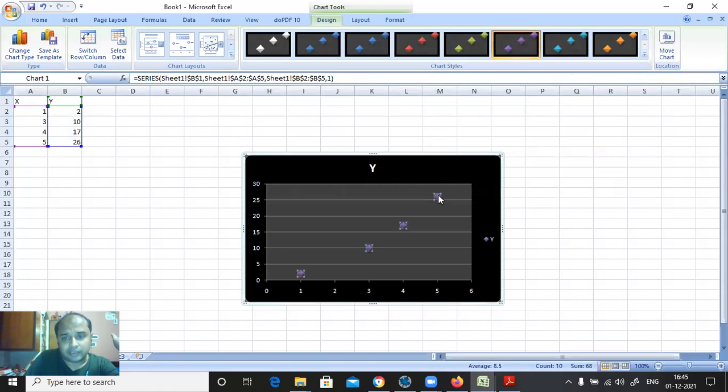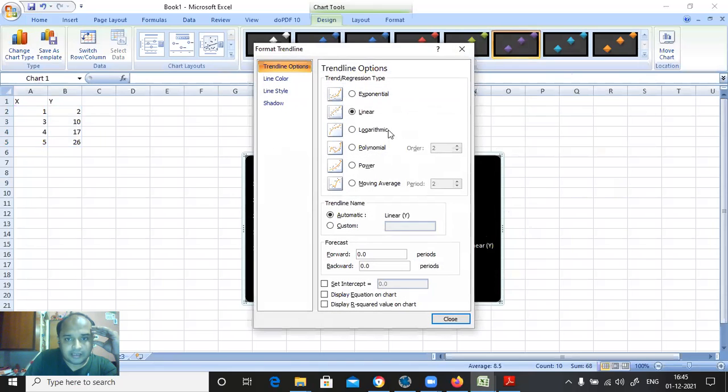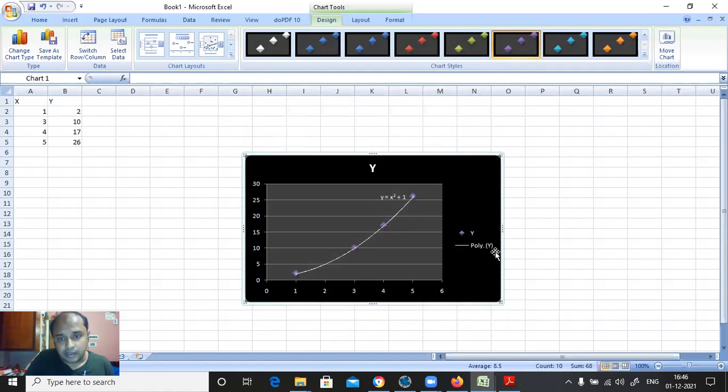Now if I click on the points and fit the trend line, by default linear is selected. So we want to change it. Our option is to fit a second degree parabola, so we will go for polynomial of degree 2, and we'll display the equation on chart. Close. And you see, if your calculation is right, you are going to get this sort of equation from the calculation, because I actually gave you the values like this.